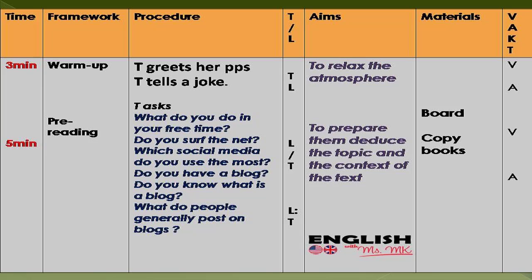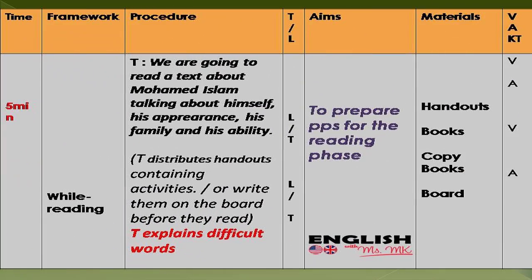You have the choice to introduce your reading lesson the way you want. Here, the teacher says to her pupils, we are going to read a text about Muhammad Islam Abu Hafs, talking about himself, his appearance, his family, and his ability. Here you're going to make your pupils get familiar with the word ability in order to explain it later.